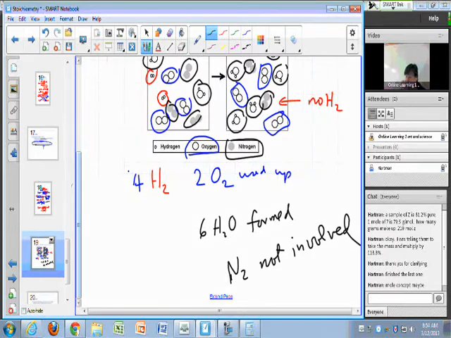All right, so let's do a clicker question here. Which of these, A, hydrogen, B, O2, or C, water, is the limiting reactant? Which one is the limiting reactant? A, B, or C?